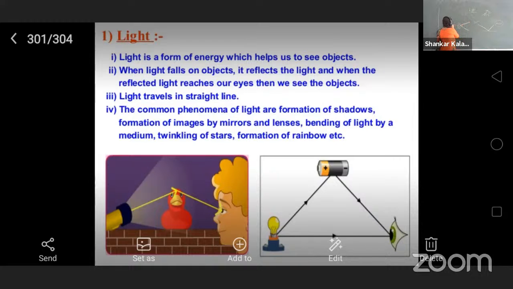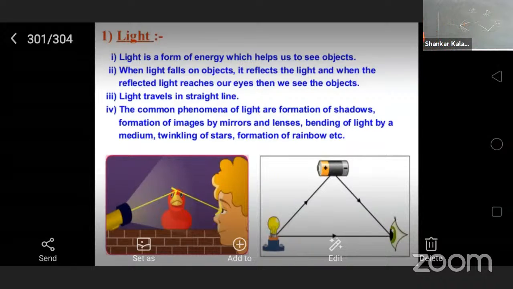So when sunlight falls on the window, you can see the rays. Right, students? Have you observed how rays fall through the window? The direction of the rays will be everywhere, then the room will be full of light. Yes or no, students? Yes, ma'am. Light always travels in a straight line.